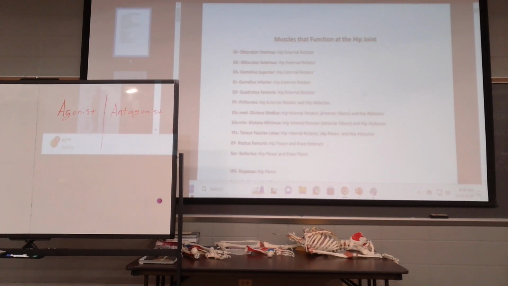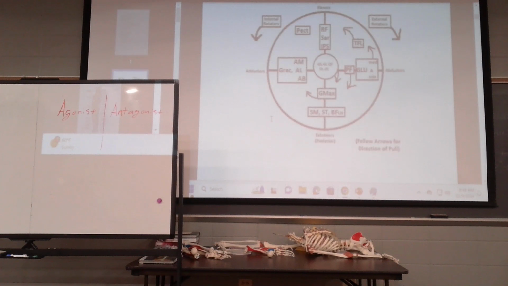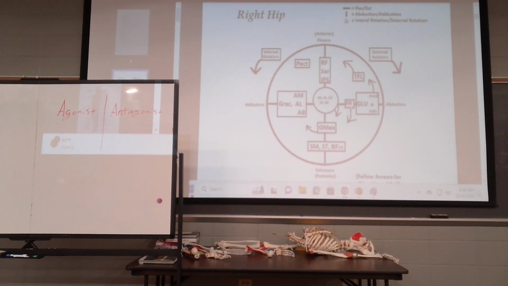So let's look at our piriformis. There's your list of functions. Here's your circle of functions. PF, piriformis. Abductor, because it crosses laterally, and external rotator, because it's trying to spin the merry-go-round externally or laterally. Make sense?